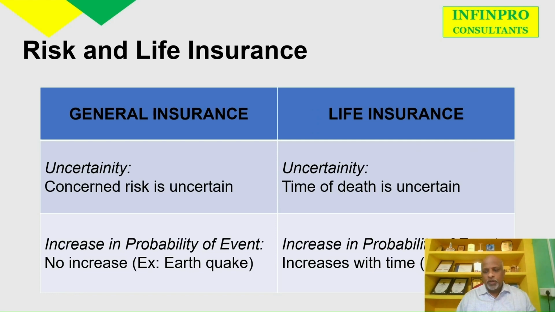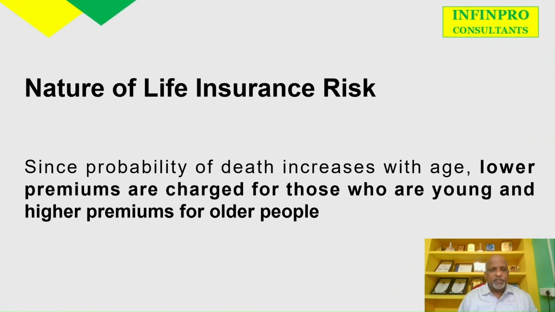Okay, so we saw differences between general insurance and life insurance. Let's move into the next component of life insurance, which is the nature of life insurance risk. Right, so it is very easily understood when we speak. When the age increases, the probability of death increases. So lower premiums are charged for people who enter the contract at a younger age, whereas the premiums will be higher for people who are coming when they are older.